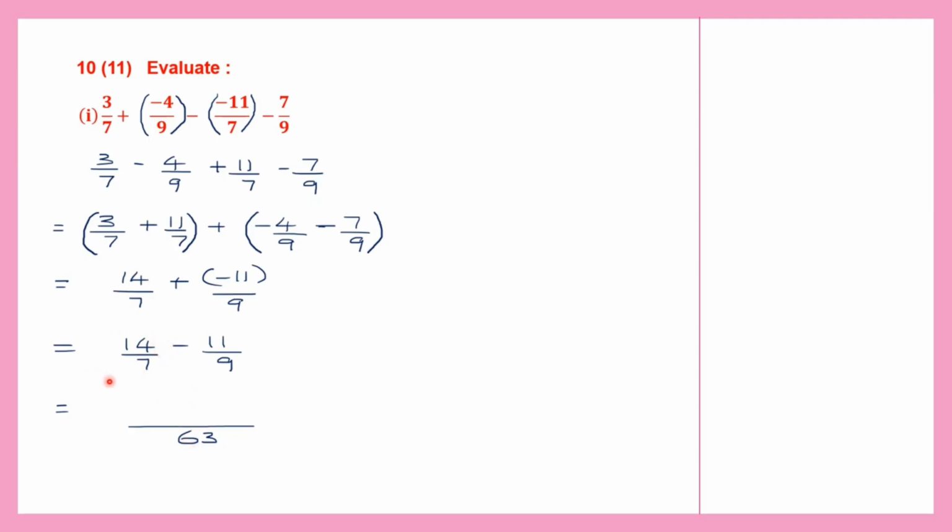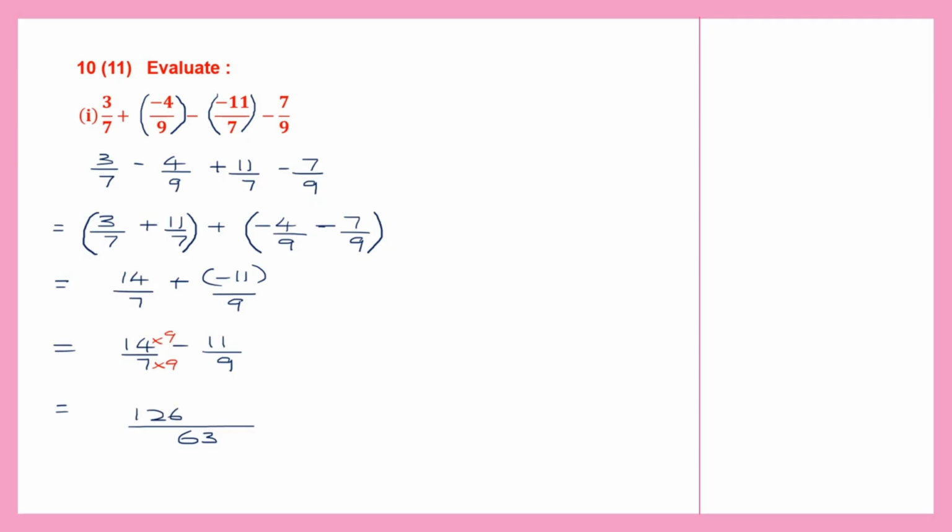Another way is you take 14 by 7 and multiply it by 63. There's one more way. You can cross multiply and get your answer. So you can use any one of these methods. So here 7 9s are 63. So 14 into 9 is 126.